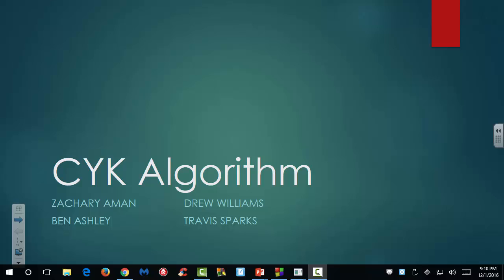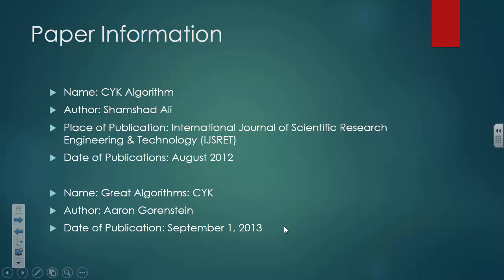Our term project focused on the CYK algorithm. Our group members were Zach, Ben, Drew, and Travis. So our paper information: the first paper we used was called CYK Algorithm. It was published in the International Journal of Scientific Research, Engineering, and Technology, in August of 2012. The second paper we used is called Great Algorithms, CYK, and it was published September 1st of 2013.